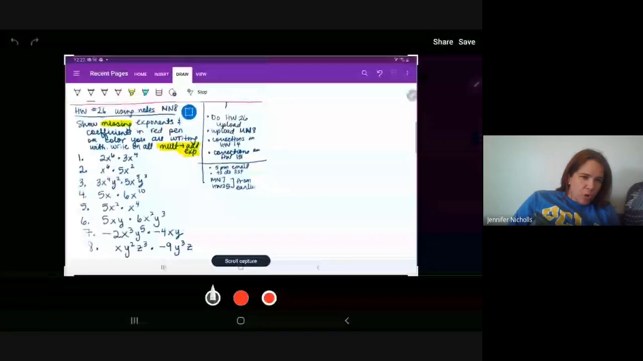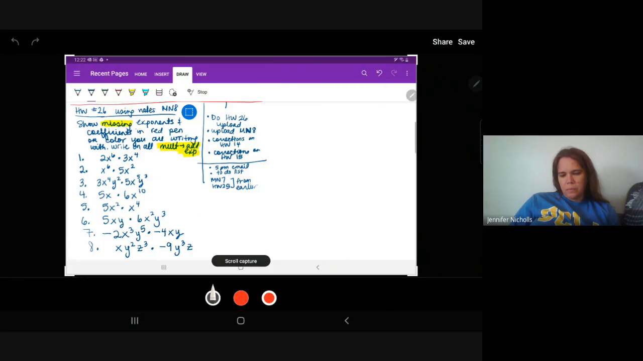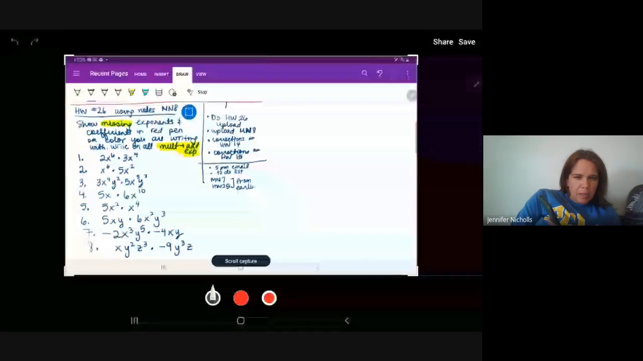So the only work you show is the ones in red, and then you write multiply, arrow, add exponents on every single question. Then you guys, I'm going to turn off the sound because you know what you're doing.